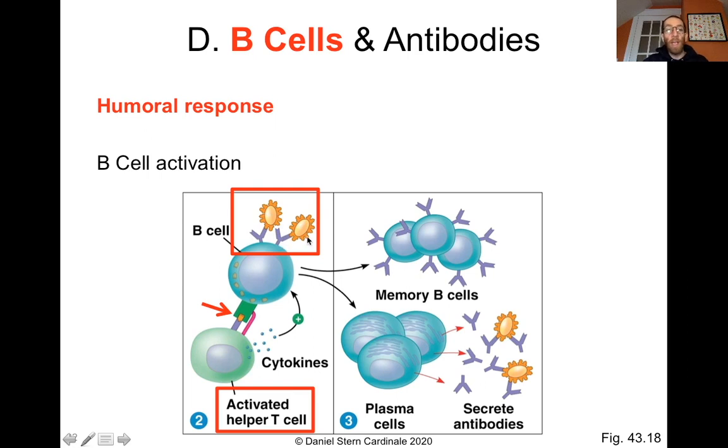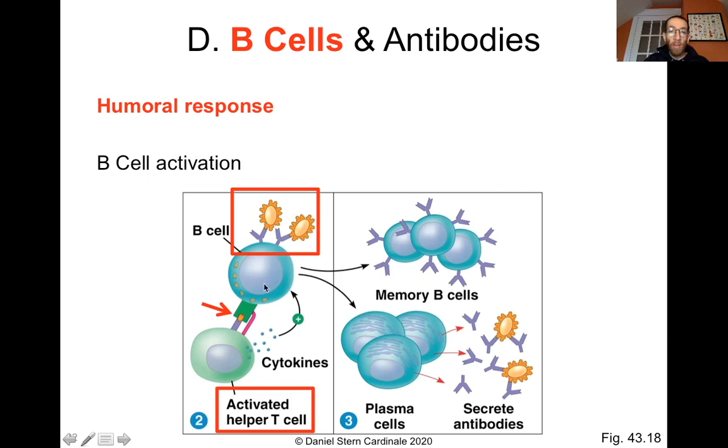The second thing we need is that the B cell, acting as an APC, is going to associate with an activated helper T cell. When the helper T cell detects this APC right here, the B cell acting as an APC, it'll release cytokines, and that will activate the B cell. So again, two things we need here. We need the antigen itself, and we need activated helper T cells, and that's going to then activate the B cell via a cytokine signal from the helper T.